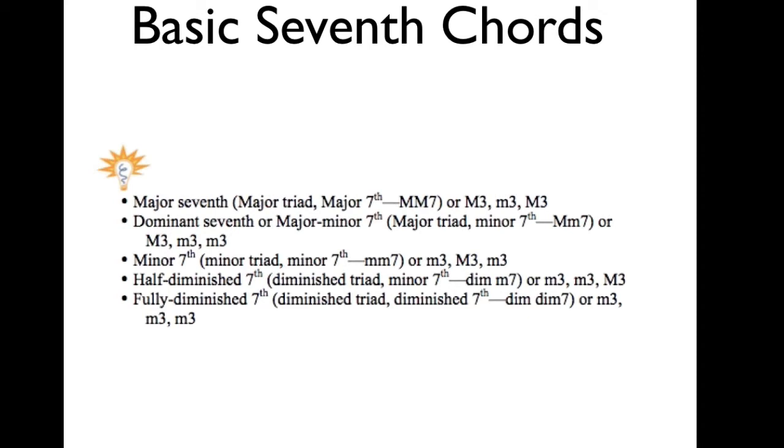The fully diminished 7th consists of a diminished triad plus a diminished 7th, and in its stacked form is 3 minor thirds.